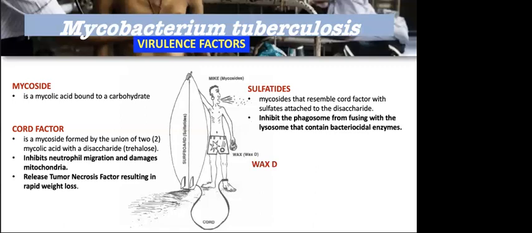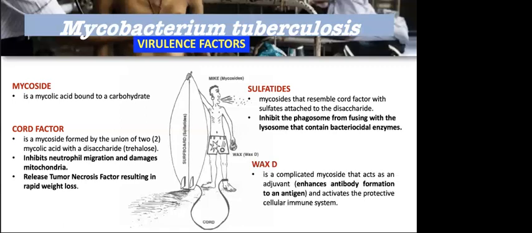Then we have the wax D. The wax D is an unusual virulence factor. This one is actually a virulence factor that is helpful to us. Why? Because this virulence factor is actually antigenic. It enhances antibody formation to an antigen. So they call it an adjuvant. So wax D has an adjuvant property, which would mean it's antigenic. It's able to trigger antibody formation. So those are the virulence factors of Mycobacterium tuberculosis, among the many other virulence factors. It's common to most organisms.